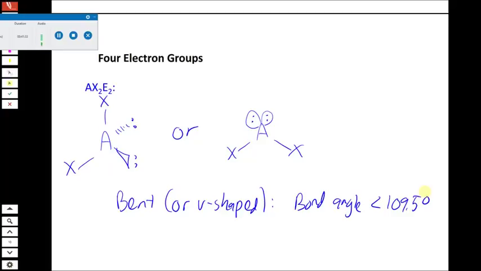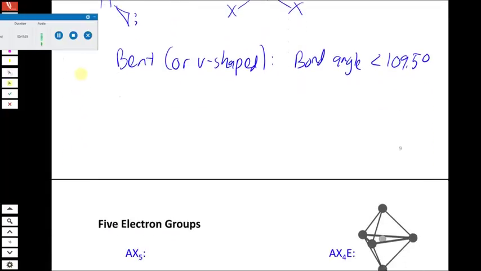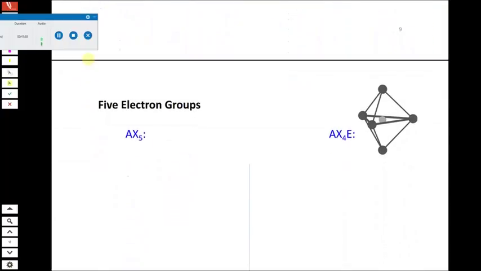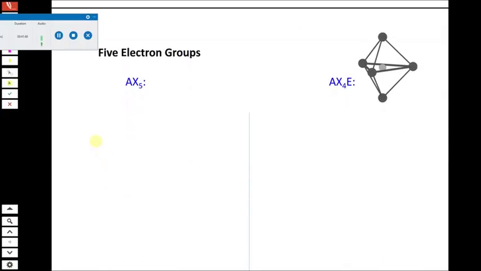All right, that takes us to 4, and then the next one I think is perhaps the most complicated, which is 5 electron groups. So let's see what that looks like.